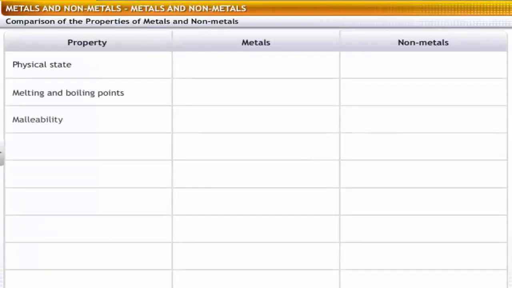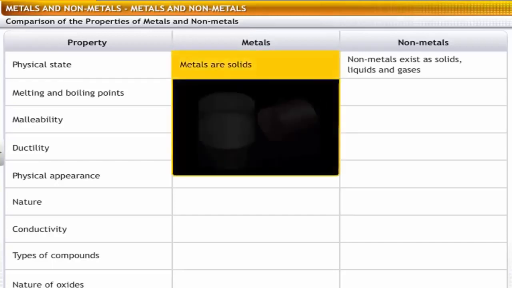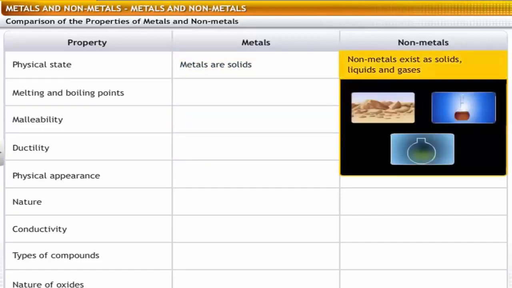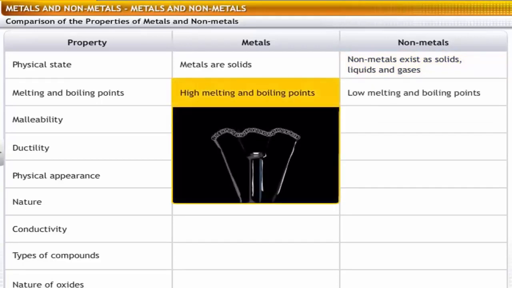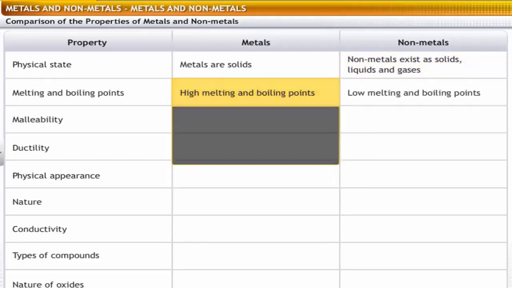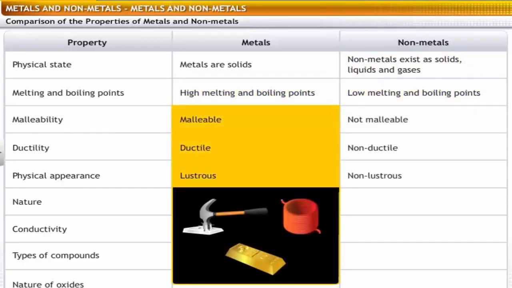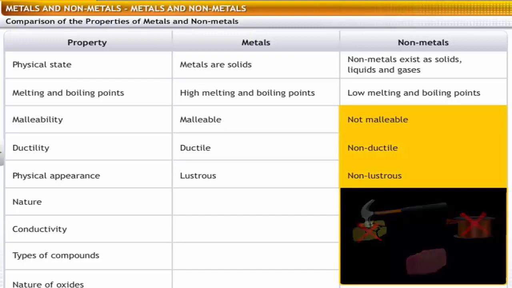Metals and nonmetals exhibit a number of differences in their properties. Some of these important differences are: metals are generally solids, but nonmetals may exist in solid, liquid, or gaseous states. Metals have very high melting and boiling points, unlike nonmetals. Most metals are malleable, ductile, and lustrous, while nonmetals are not.